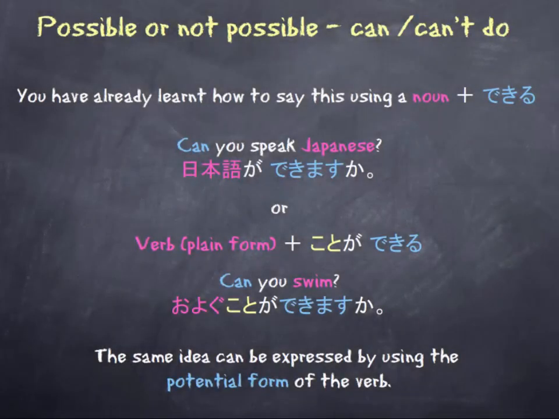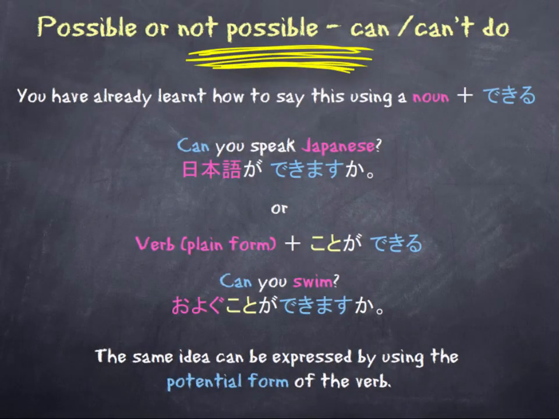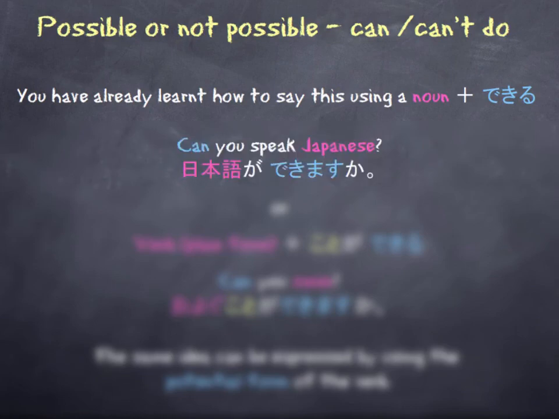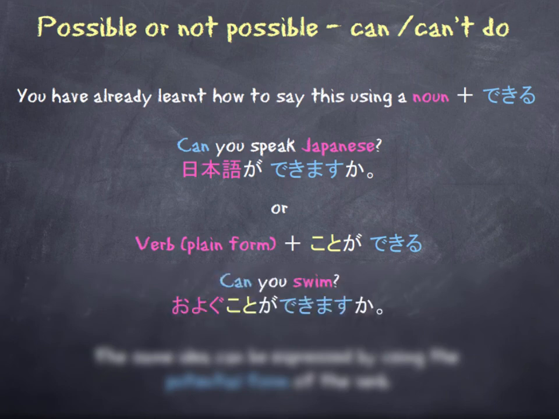Hey guys, today we're going to take a look at how to express whether something is possible or not possible, whether you can or you can't do something. So you've already learnt how to say this using a noun plus dekiru. For example, can you speak Japanese? Nihongo ga dekimasu ka? Or a verb in its plain form plus koto ga dekiru. Can you swim? Oyogu koto ga dekimasu ka?